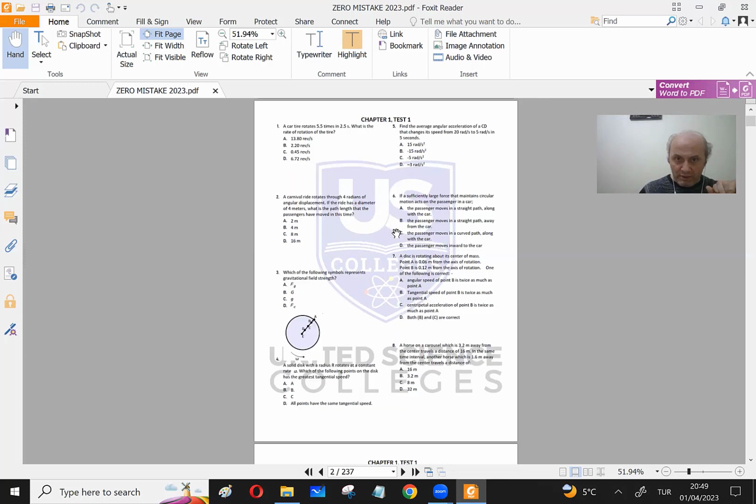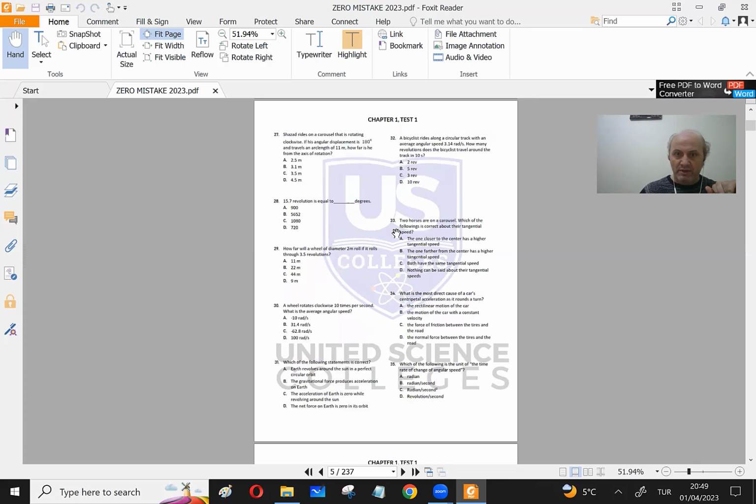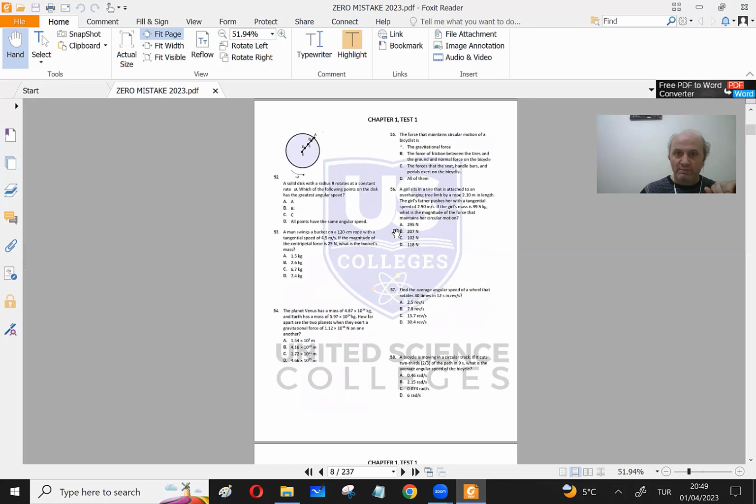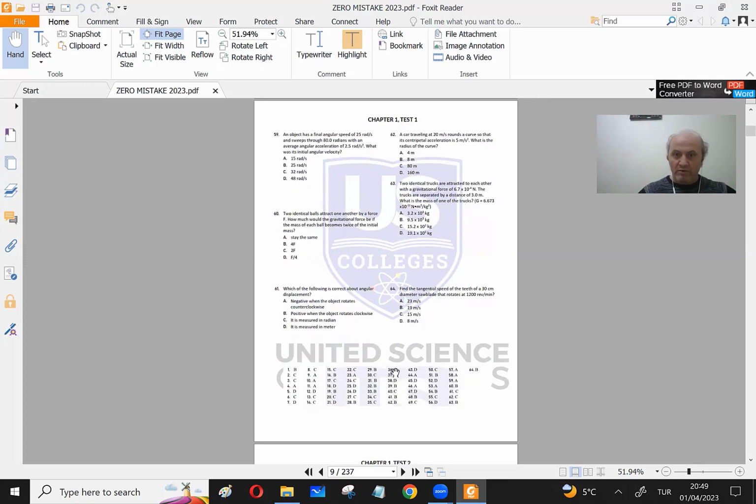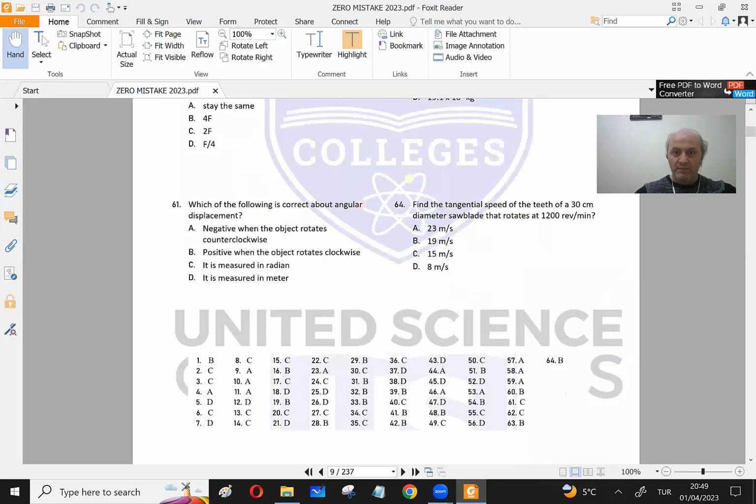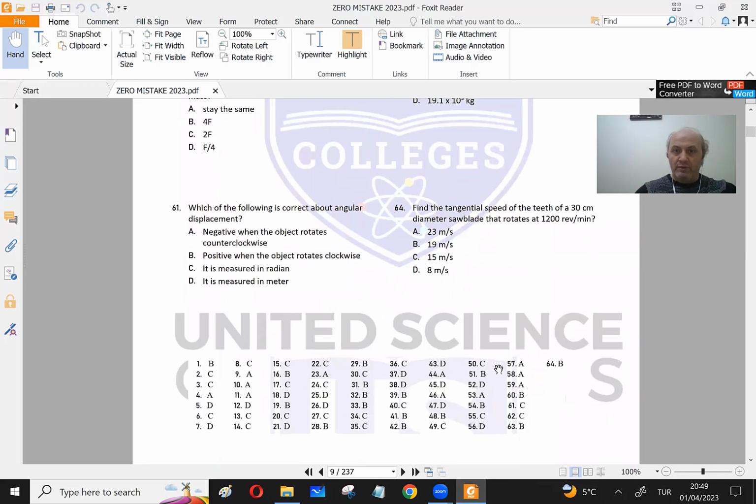So now let me continue with the test pages. At the end of each test, you are going to see the answer key. Right here, the answer key, as you see. When you finish the test, you are going to get the answers.